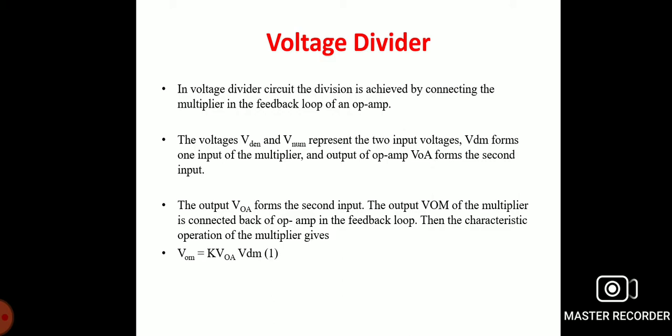The multiplied output voltage of the multiplier is connected back to the operational amplifier in the feedback loop. Then the characteristic operation of the multiplier gives the multiplier output V equal to K into the gain of the output voltage into the denominator voltage.